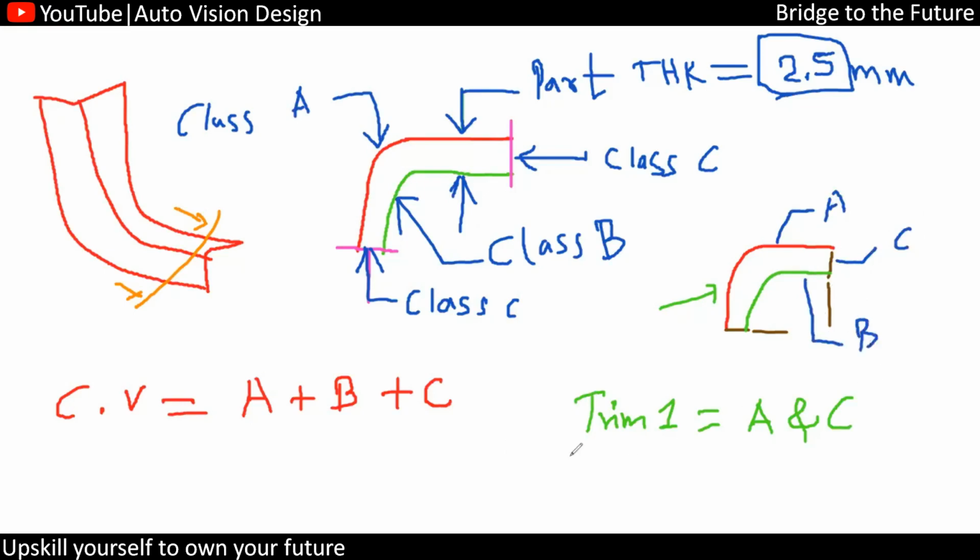So now we have the trim of this particular class A to the C surface. Something like this we have the trim now. What we need to do now is a second trim. Trim 2 will be this particular trim 1, whatever we have, to the B surface, so that we can trim.